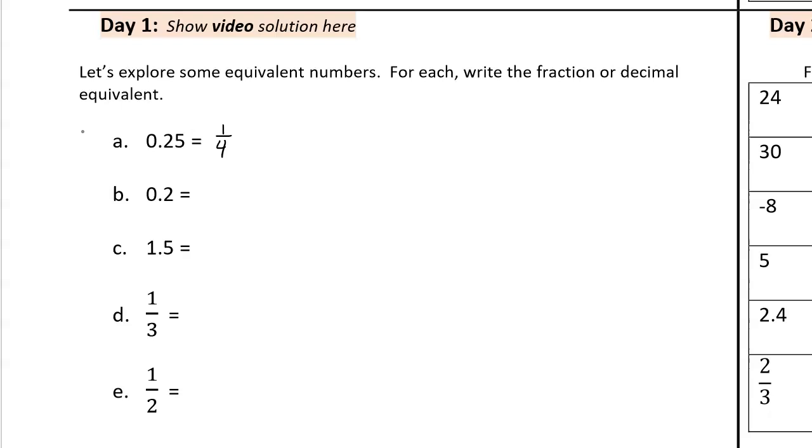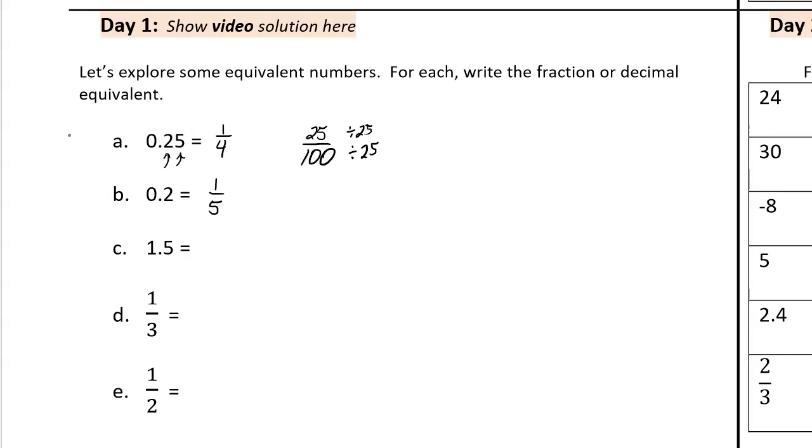If you don't have that memorized, then you can arrive at the answer 1/4 by literally reading the decimal as a fraction. The 2 is in the tenths position, and the 5 is in the hundredths position. This decimal is, in words, 25 hundredths. 25 hundredths looks like this. Then you can simplify the fraction, top and bottom both divide by 25. And that creates 1/4. Question B, 0.2 is the fraction 1/5.